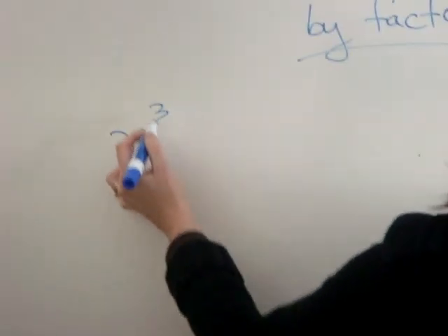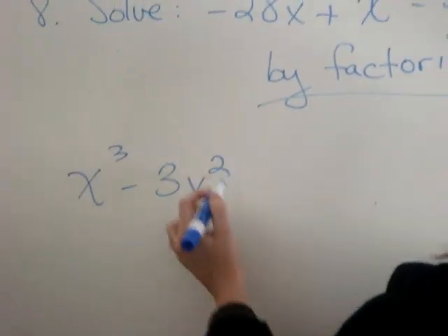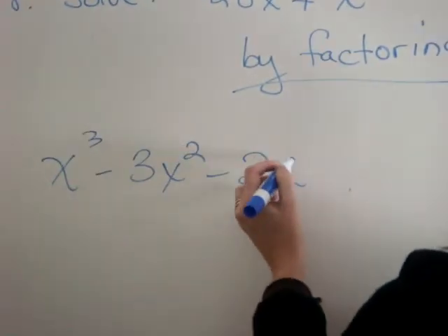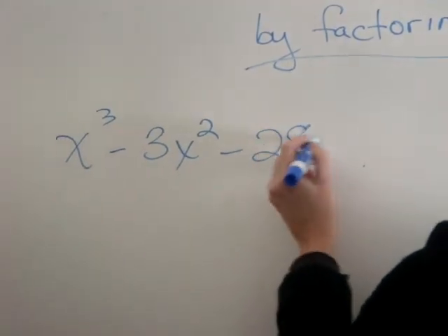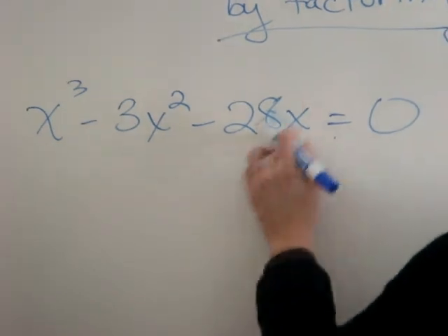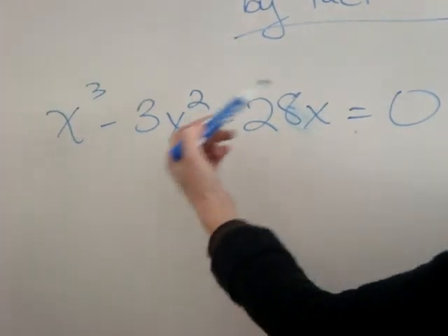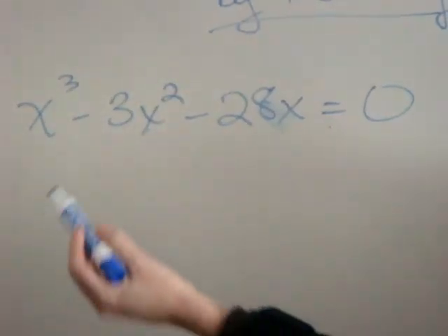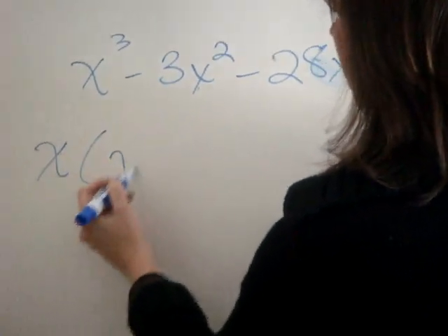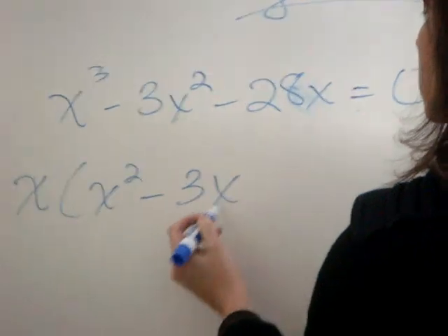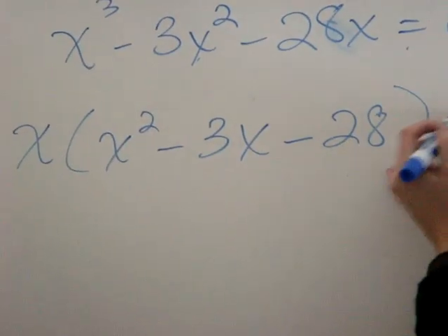So x cubed minus 3x squared minus 28x equals 0. The directions are by factoring. So I look and I say, oh, there's an x in all of these. I should take that out first. So we take that out. X squared minus 3x minus 28.